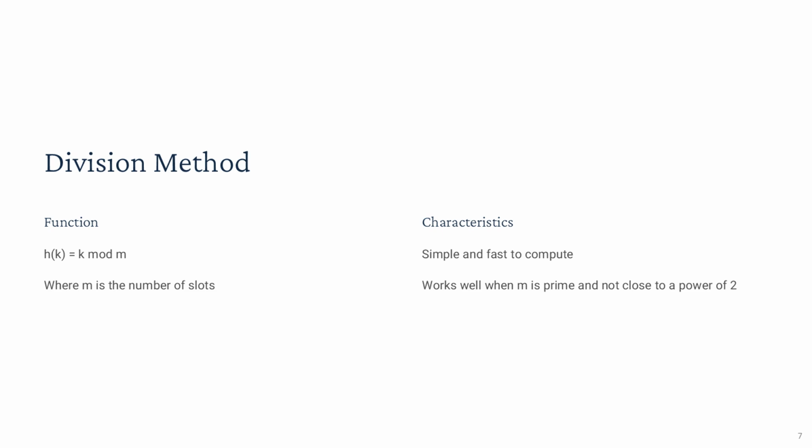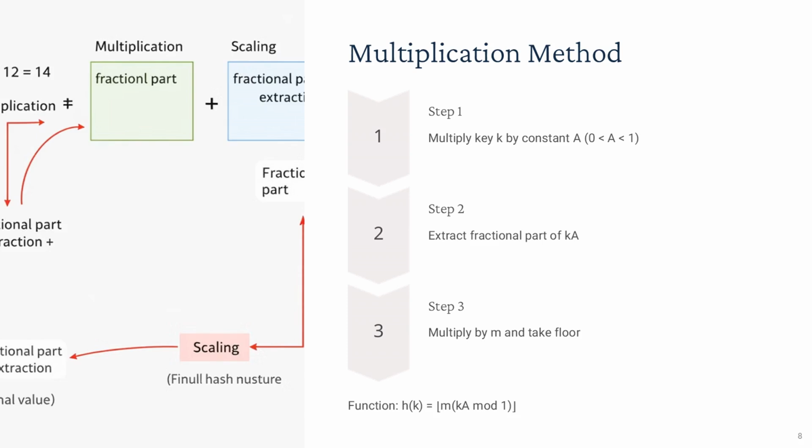consistent performance. The multiplication method offers an alternative approach to hashing, leveraging fractional numbers for a more uniform distribution of keys. The process involves multiplying the key k by a constant a, where a is a real number between 0 and 1, extracting the fractional part of the product, and then multiplying it by m. The resulting value is floored to determine the hash value, expressed as h(k) = floor(m times the fractional part of k times a).